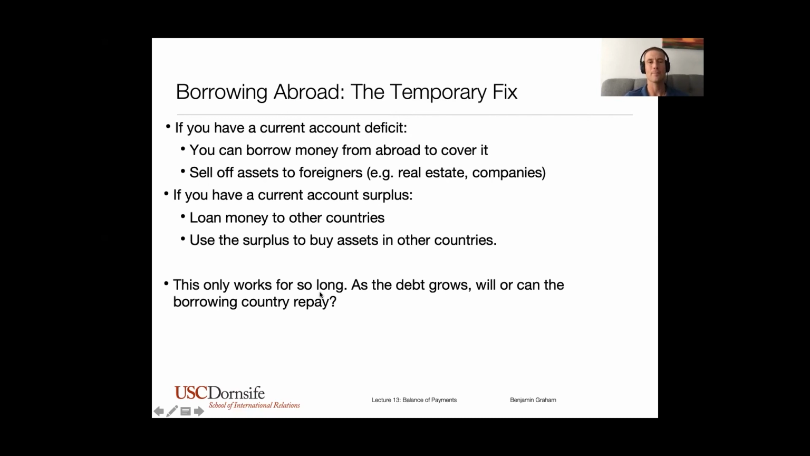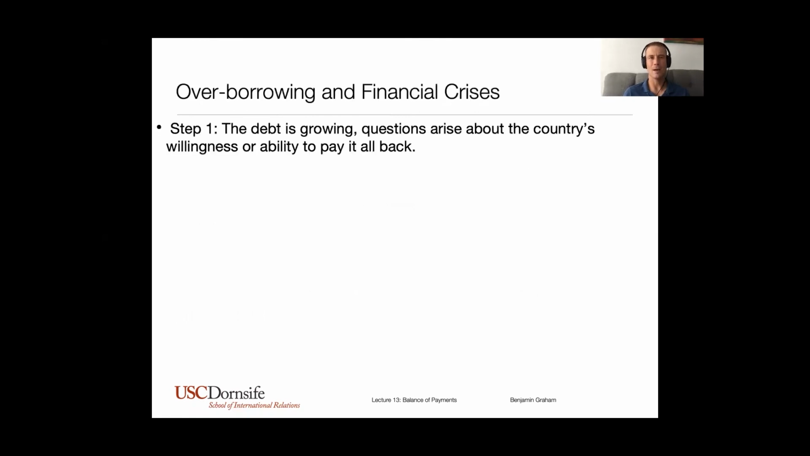Okay. So this whole borrowing abroad situation only works for so long, because you're racking up debt, both private and public debt. So both government debt and private citizens and companies are racking up debt. So this only is going to work for so long as the debt grows. Will or can the borrowing country repay? And investors may start to worry about that. So let's look at how a high level of public and private indebtedness yields a financial crisis.